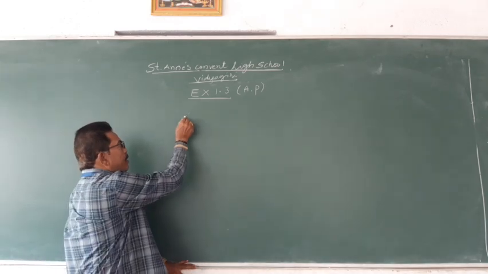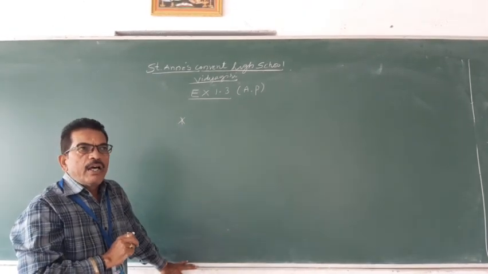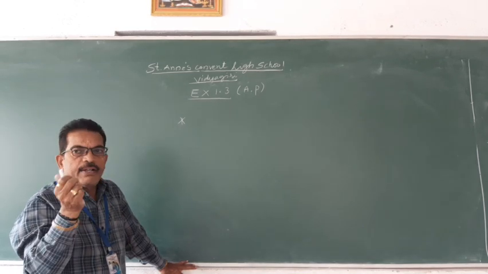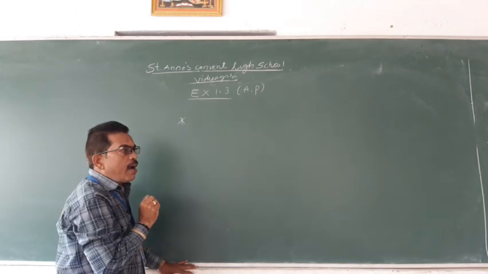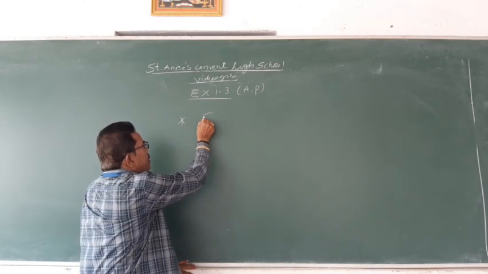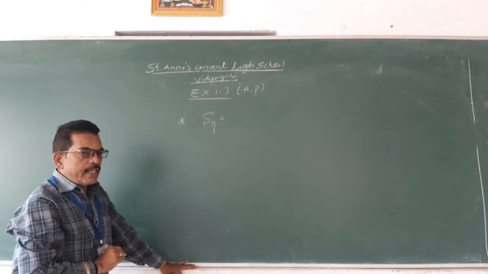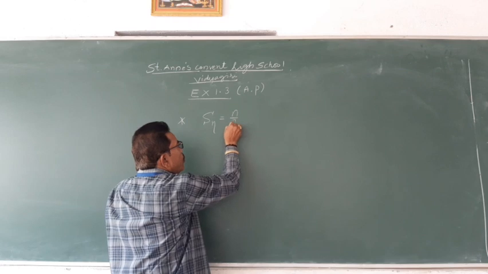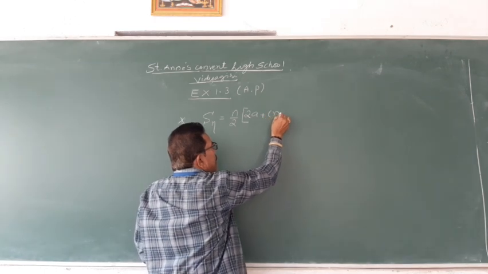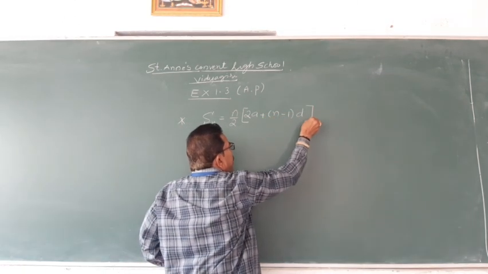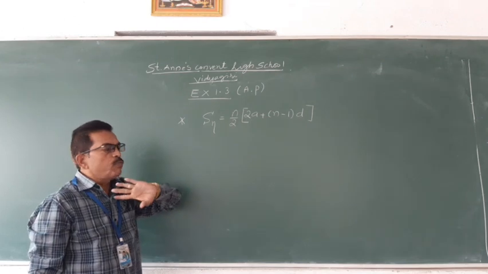What is that sum to n terms of an AP? You have already written that theoretical part in your notes, so let us once again remind ourselves of the sum to n terms of an AP. The sum to n terms of an AP is calculated using the formula Sn equals n by 2 in the big bracket 2a plus (n minus 1) into d.